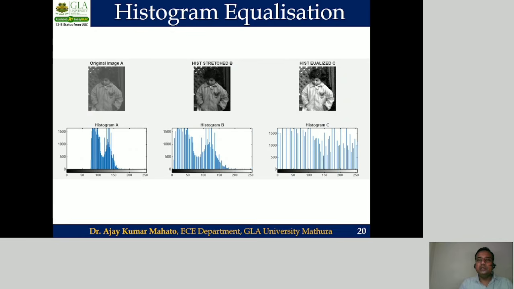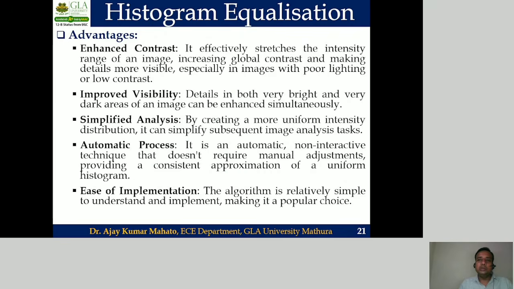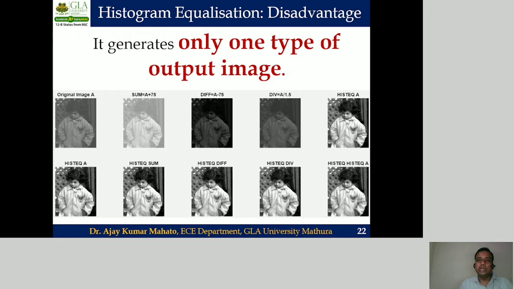Now if we compare the output of histogram stretching with histogram equalization for the same input image A, by looking at the output images of both operations, clearly we can say the histogram equalized output C looks more appealing compared to the histogram stretch output B. So histogram equalization offers several advantages: it enhances the contrast level, it improves the visibility, it is an automatic process, and it is very easy to implement. However, the major limitation of histogram equalization is that it generates only one type of output image.